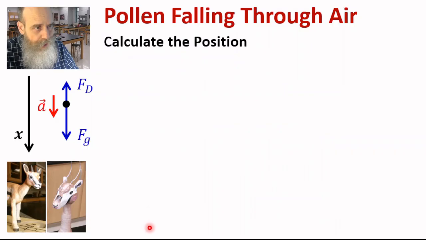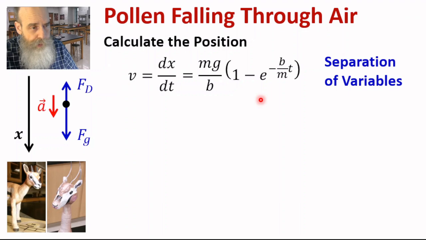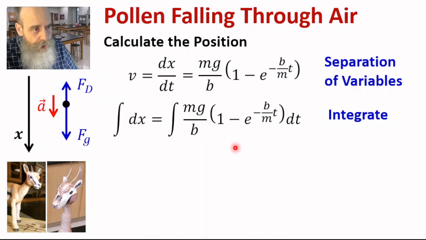Now let's calculate the position. v equals dx by dt, and it also equals this, mg over b times 1 minus e to negative b over mt. That's what we just calculated for the velocity. So we need to solve this differential equation, and again, we can use separation of variables. Multiply both sides by dt. This is what we get. So now we have x on the left side, t's on the right side, and we can integrate. This is what we get.